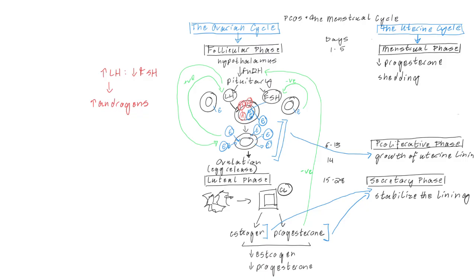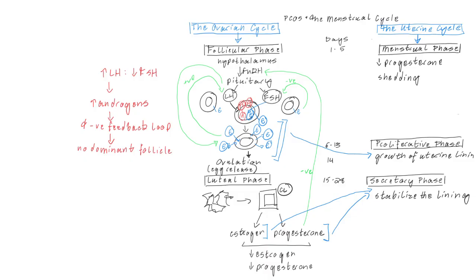Because we have increased androgens, that means we don't have the negative feedback loop. No negative feedback loop, which is the loop that turns off the follicle stimulating hormone. So that means we continue to get a release of FSH, and that means that no dominant follicle develops.